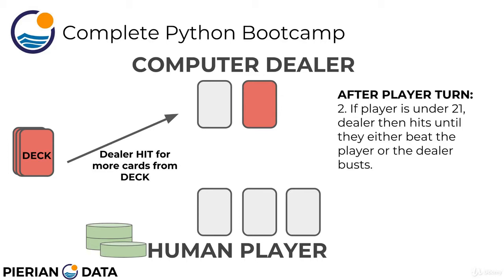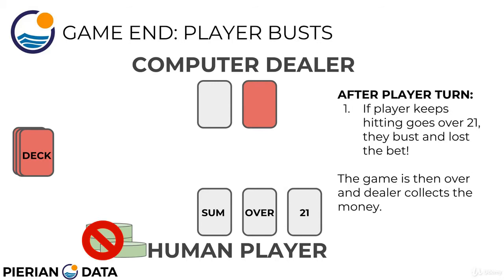So once the player has gone, their turn has ended, and then it's the computer's turn. If the player is still under 21, then the dealer hits until they either beat the player or the dealer busts. So by bust, we mean that you go over 21.